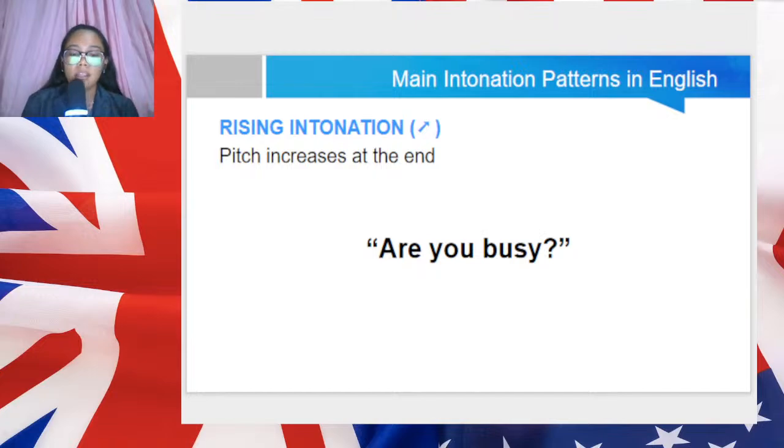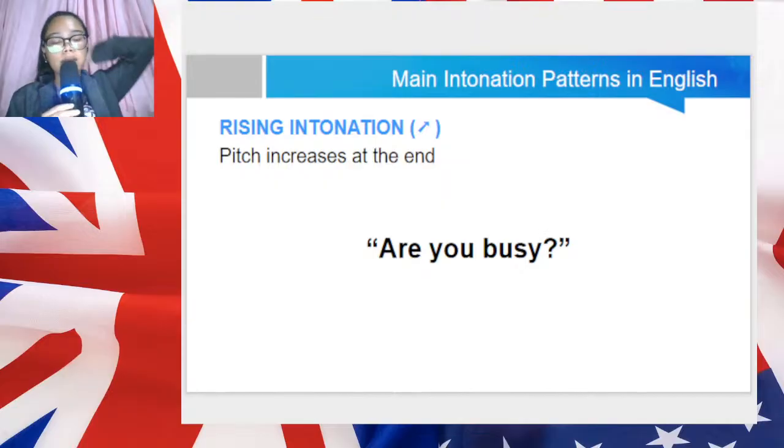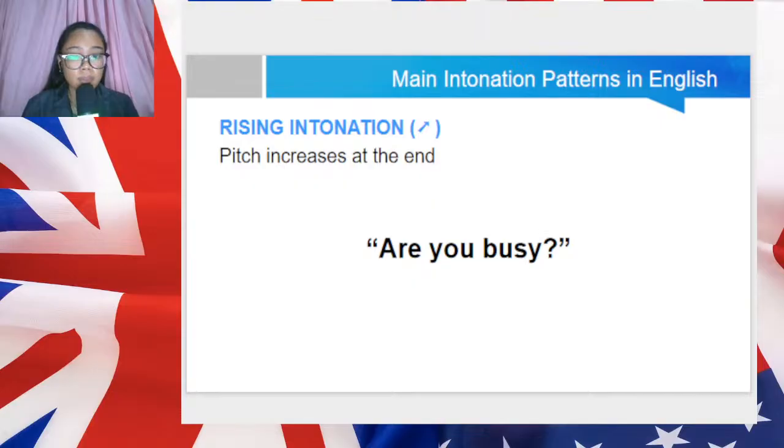Next. All right. Moving on from our detailed look at falling intonation, we now turn our attention to the second of the main intonation patterns in English, rising intonation. As clearly indicated here, with the rising intonation, the pitch increases at the end of an utterance. So as you near the conclusion of your words, the sound of your voice goes upwards rather than downwards.